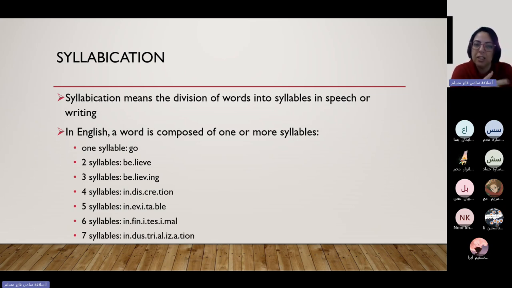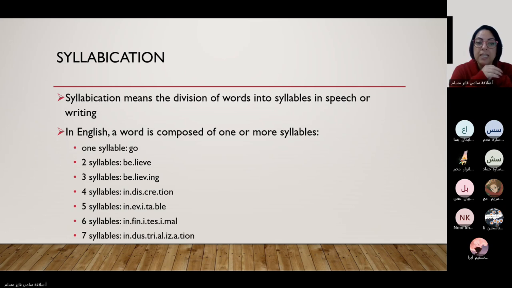Okay, syllabication. Syllables means مقاطع الكلمات في اللغة. Okay, so we know that a word can have one or more than one syllable. الكلمة ممكن تكون مشكلة من مقطع واحد أو من أكثر من مقطع، يعني فينا نقسم الكلمة لأكثر من مقطع. Now, as we said, syllabication means the division of words into syllables in speech or writing.